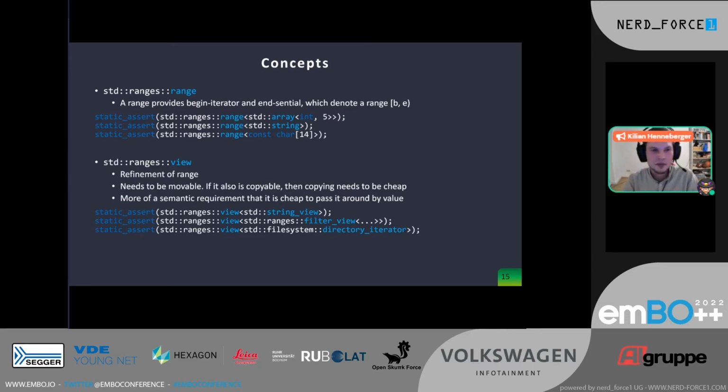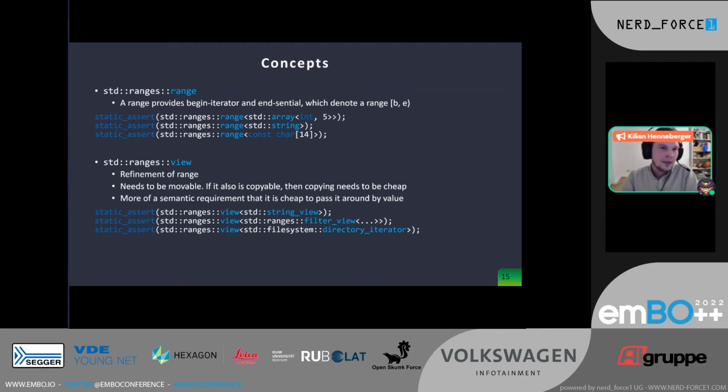String view is obviously a view. The range adapter objects like filter view are obviously also views. And I put the directory iterator here because I find that quite interesting. We have two iterator types in the STL, directory iterator and recursive directory iterator, which are both an iterator and a range and, well, also a view. Just as a side note.